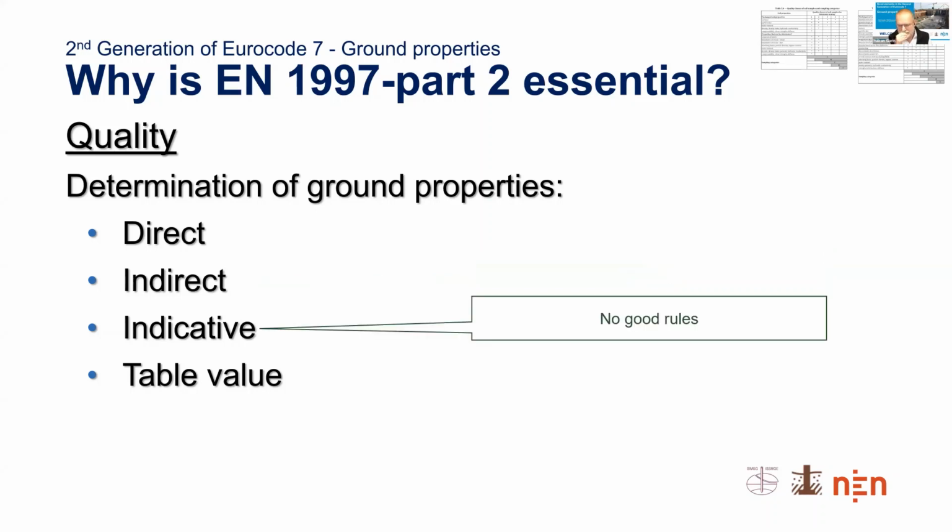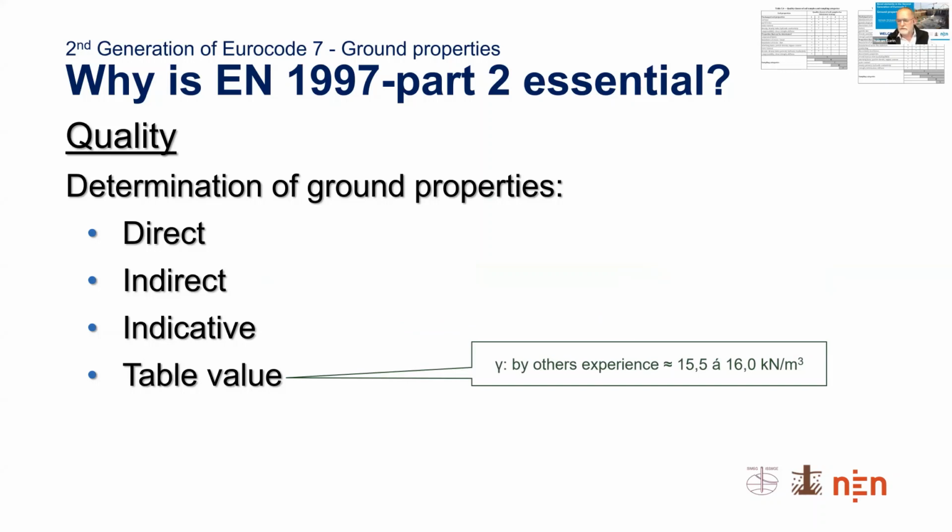Indicative. I don't know if we have good rules for indicative determination of density, but we have table values, where we go see, okay, in this area, other users have experienced that the clay has a density between 15.5 and 16 kilonewton per cubic meter. For example, that's one way to actually see. It's top quality at the top and it's less quality in the bottom. So you need to work with the information as you get, as good as possible.